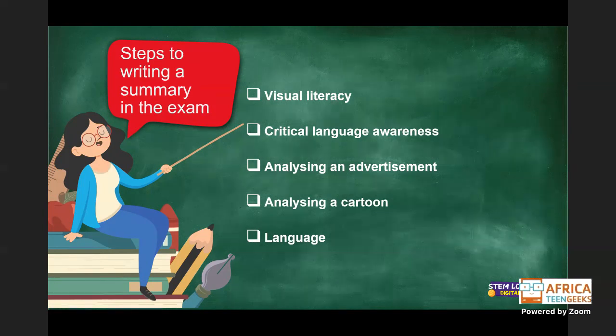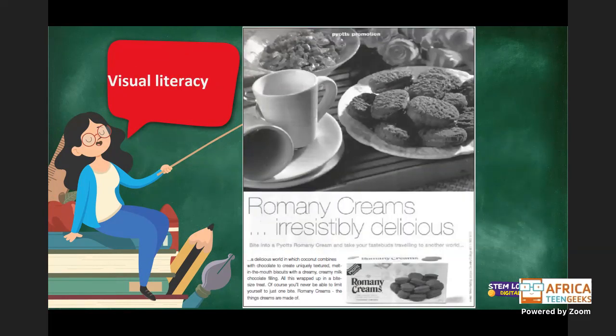So now we will go over the five sections: visual literacy, critical language awareness, analyzing an advertisement, analyzing a cartoon, and language. So today we will be focusing on analyzing an advertisement, okay? More specifically, okay? Right. Starting with visual literacy.